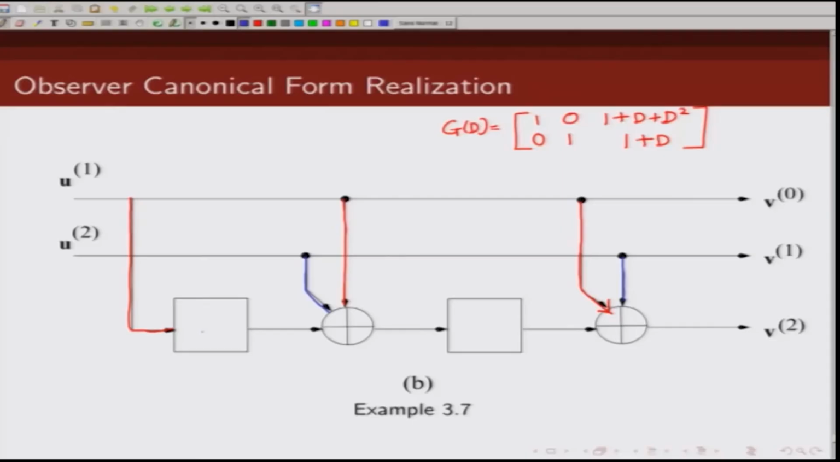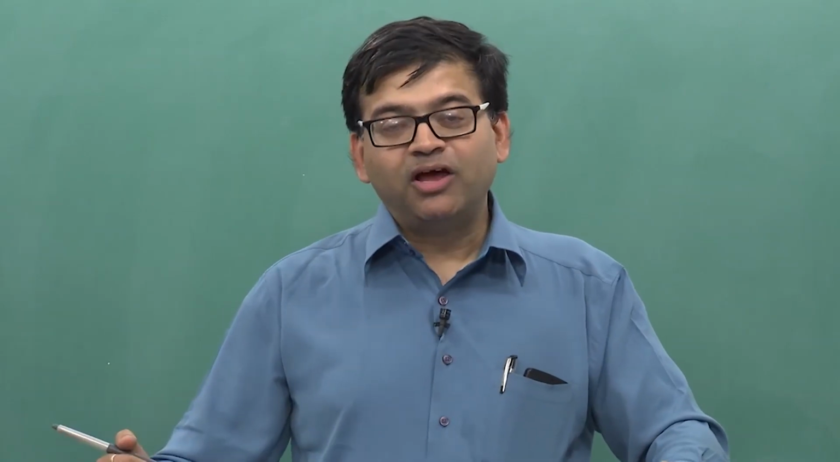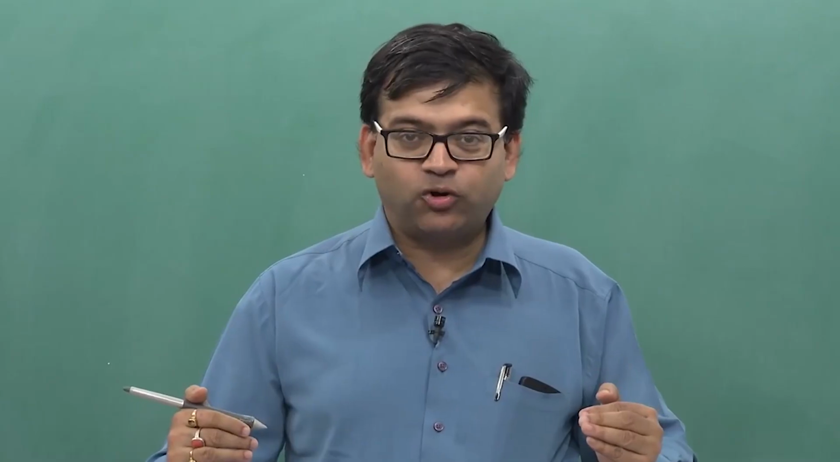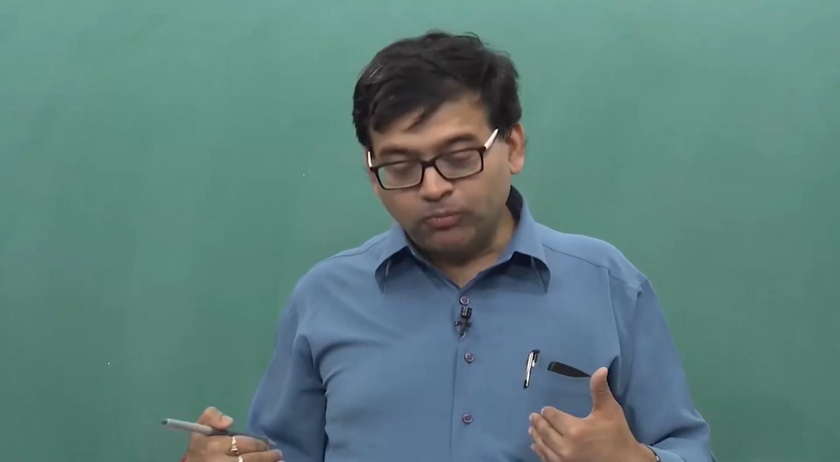And note, we only required 2, 1, 2. We required only 2 memory elements. So same encoder, here we require 2 memory elements. For the controller canonical form realization, we required 3 memory elements. So that brings us to this notion of minimal encoder. We saw the same convolutional encoder with same generator matrix can be realized in 2 different ways, one that resulted in 3 memory elements, other that resulted in 2 memory elements.